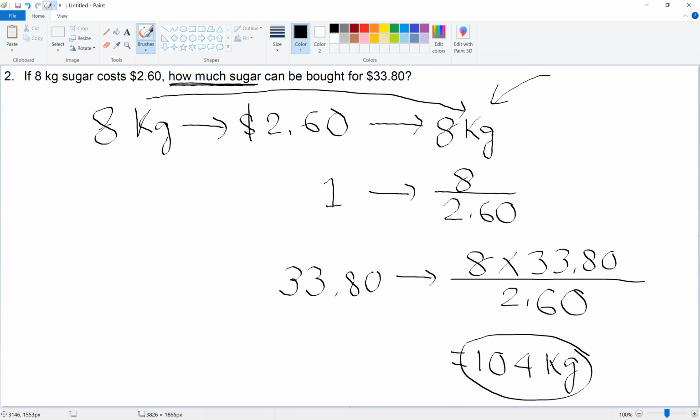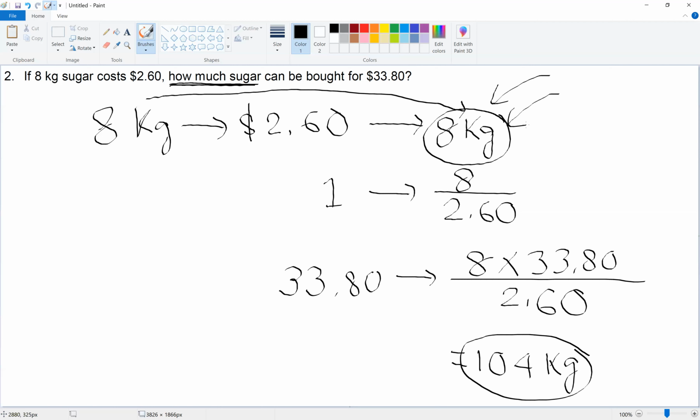I did not. Mr. B, I kind of did it like that. Hold on 1 second. So who said he didn't understand? How do you know 104? All right. So Sharon, what is the question? If 8 kg sugar costs $2.60, how much sugar can be bought for $33.80? So isn't the question kg, not the money? Yeah. That's why I wrote this to the right. Oh. Okay, that makes sense. Whatever the question is, that has to be on the right.